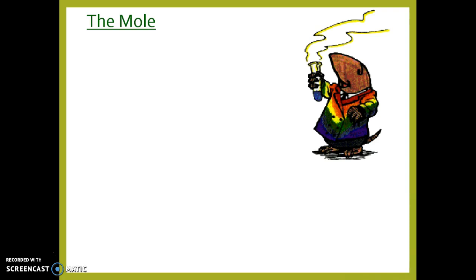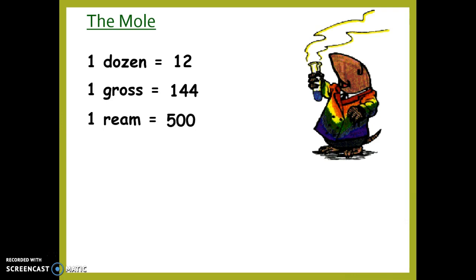So there's another word that means a number, and that's the mole. And so we're going to get to that. So let's just review. A dozen is equal to 12. A gross is equal to 144. A ream is equal to 500. So one mole is also equal to a number, but it's equal to this number.